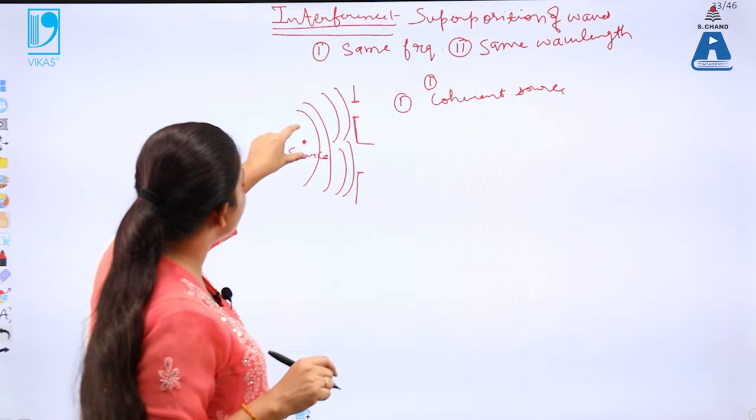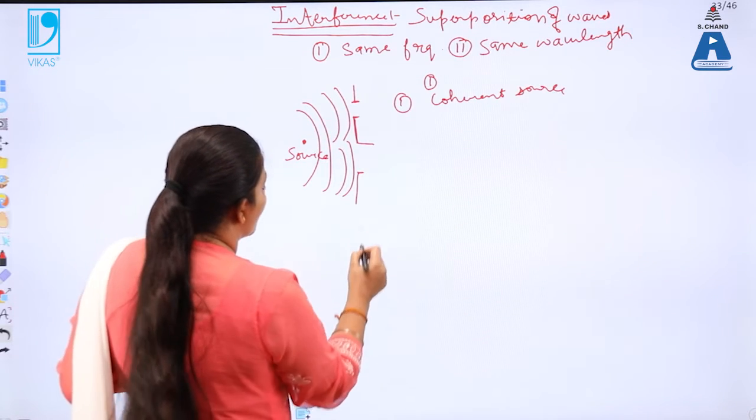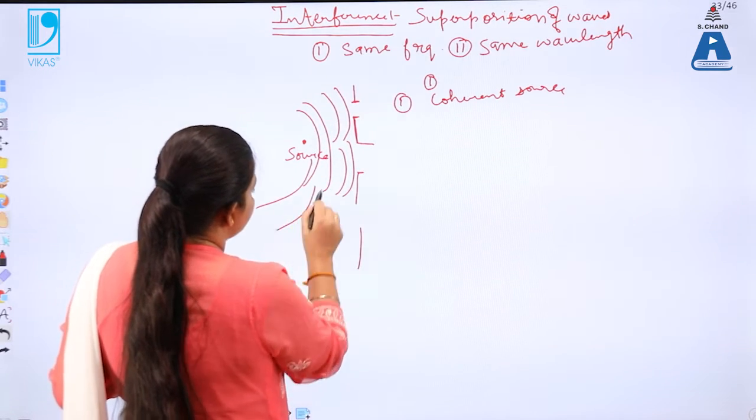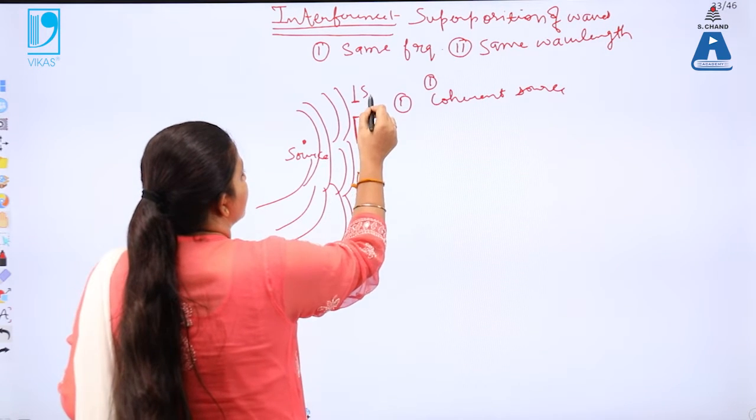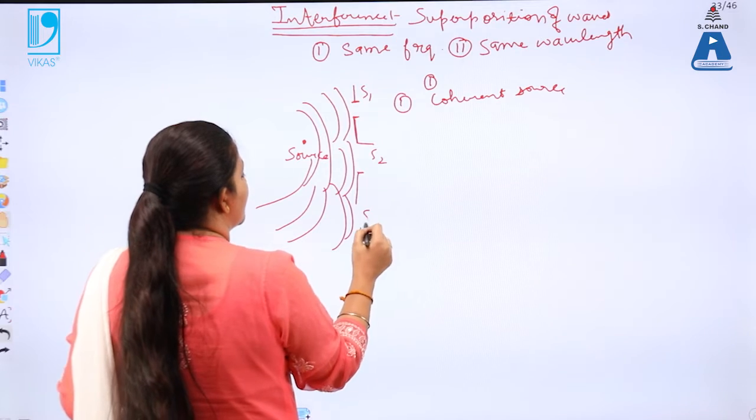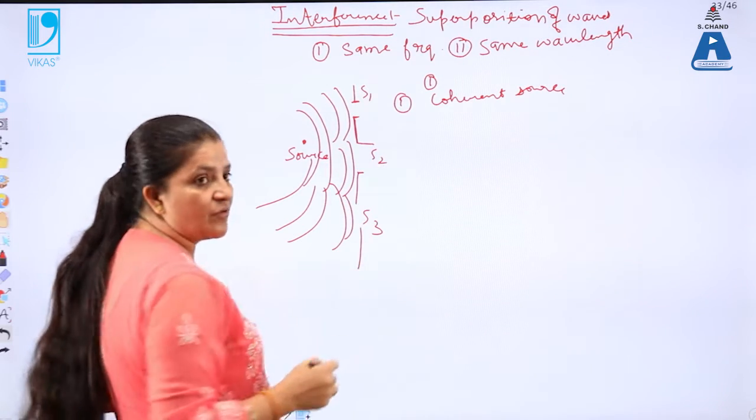When in front of this source, slits are represented. You can place a slit over here also. Again the wavelengths travel in this case. So if the slits are S1, S2 and S3, these three slits are present over here.